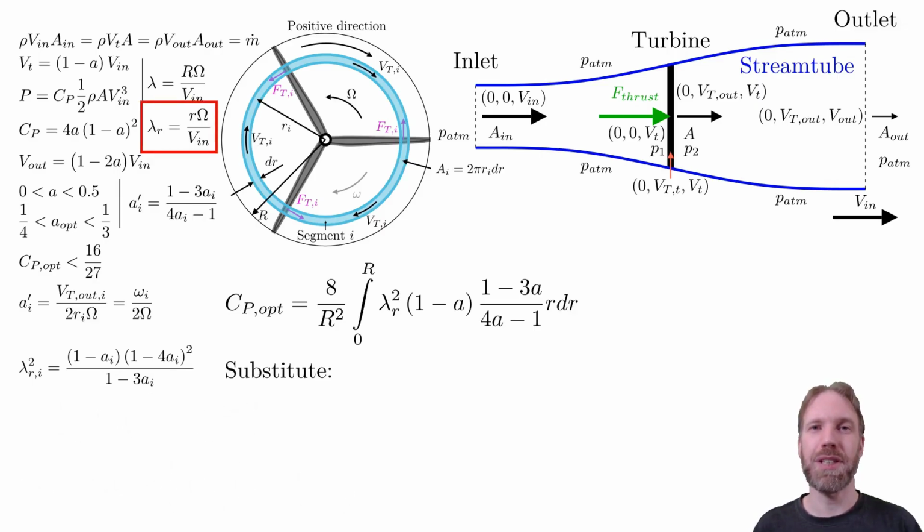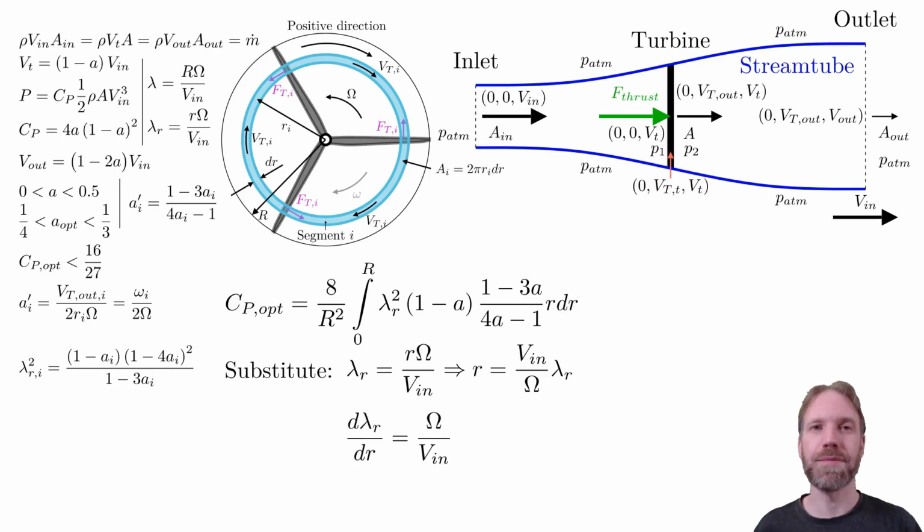Start by making the substitution using the definition of the local tip speed ratio to combine lambda and r. Solve for r. We also need the derivative to do the substitution. Solve for dr. Now we can replace r. We can also replace dr.